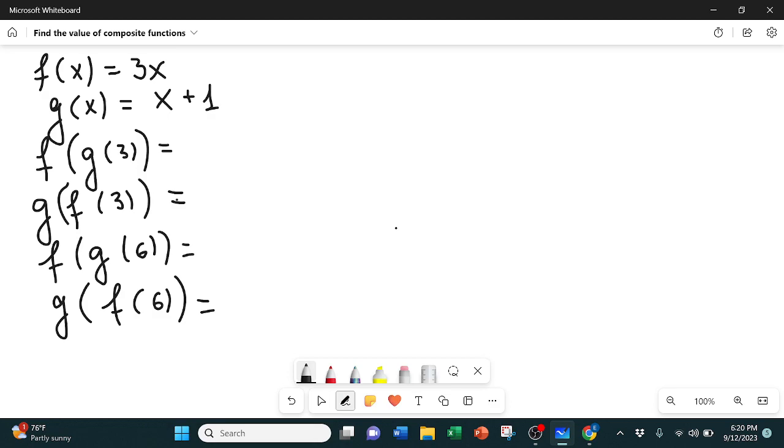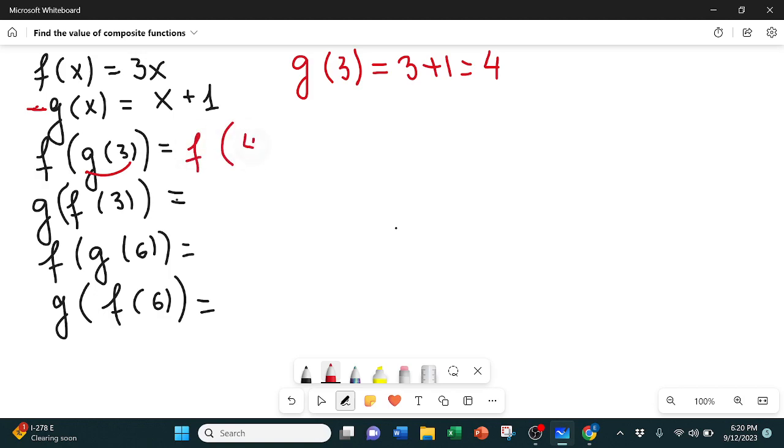First of all, we are going to find the value of g of 3. So g of 3 is, we're going to use this function, g of x, it's going to be 3 plus 1 equal 4. And we are going to substitute here f, instead of g of 3, f of 4. How do we find the value of f of 4? Now we're going to use the function f of x. So it's going to be 3, and instead of x, we're going to substitute 4, and the answer will be 12.